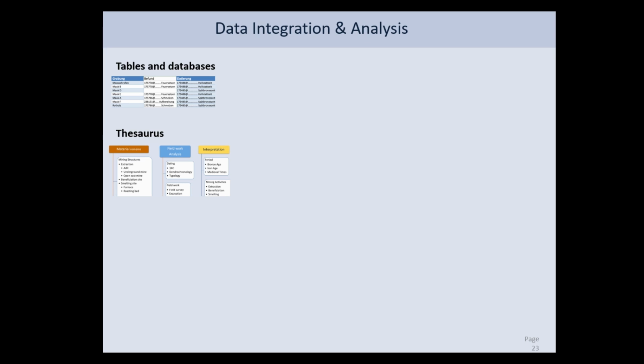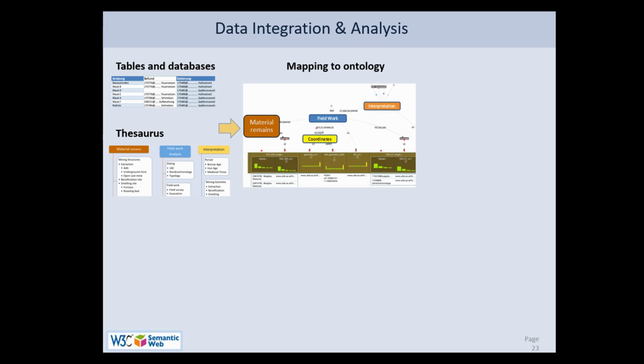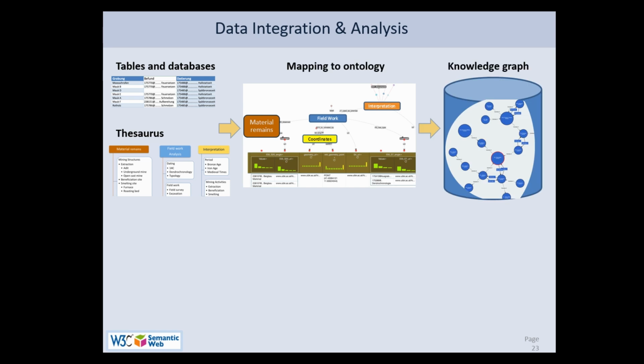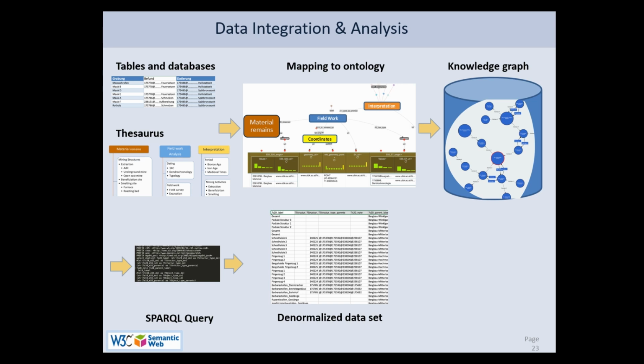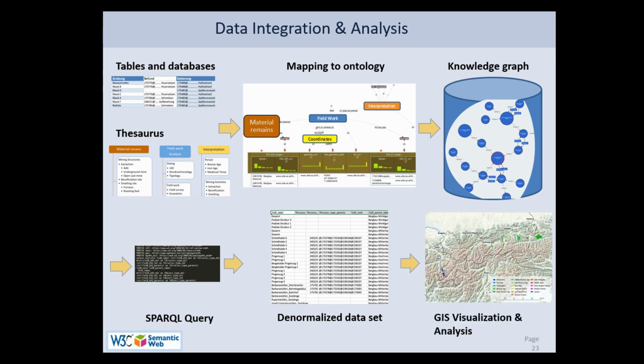From the semantic workflow we are doing, we have the tables and databases with the thesauri. We make a mapping to the ontology, in this case using the Karma mapping tool, and put it into a knowledge graph in a triple store. For showing some of the results, we made a SPARQL query, created a denormalized data set, and put it into GIS visualizations to explore the data, to see if the data is good, if we have any problems, and to show some of the results.